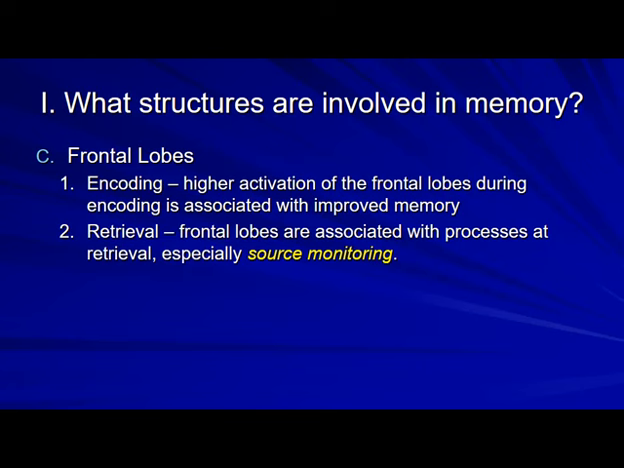We also know the frontal lobes are associated with retrieval. So when we're trying to retrieve a memory, they're also involved. In particular, identifying the source of a memory is a frontal lobe function. As a result, children are pretty bad at source monitoring because their frontal lobes aren't fully developed. As we get older, our frontal lobes start to deteriorate, and older adults also become very bad at source monitoring.